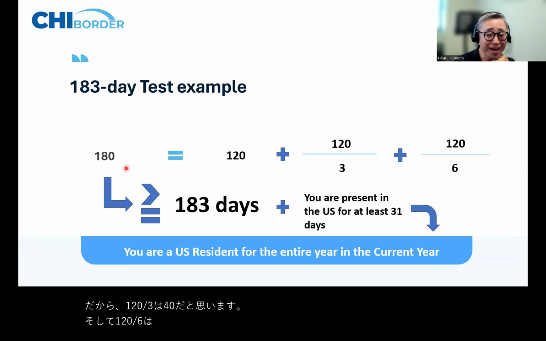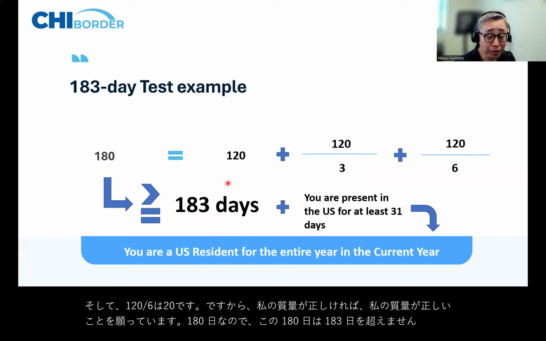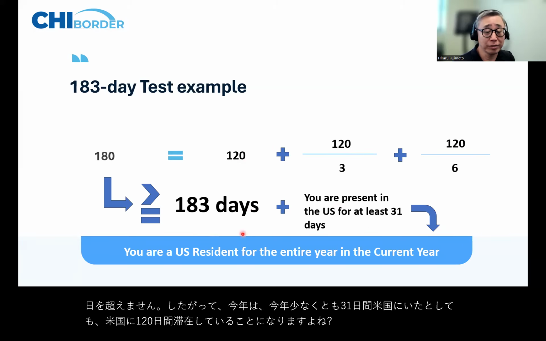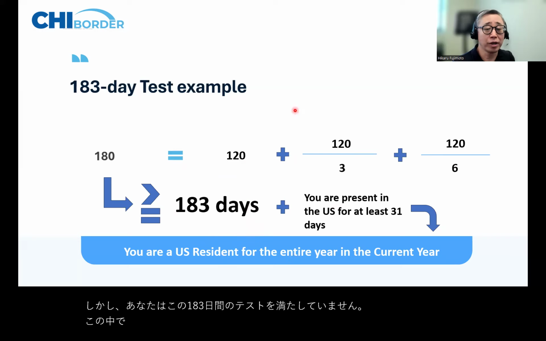So if my math is right, I hope my math is right, you have 180 days. So this 180 is not exceeding 183 days. Therefore, for current year, even though you were in the US for at least 31 days in the current year, because you were in the US for 120 days, right? But you do not meet this 183-day test. Therefore, in this example, you are not the US resident.